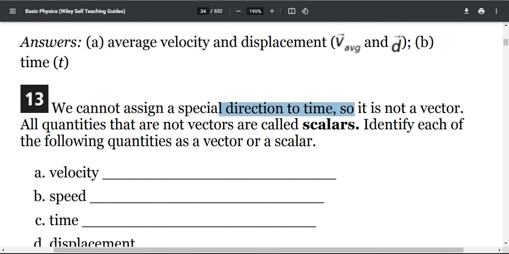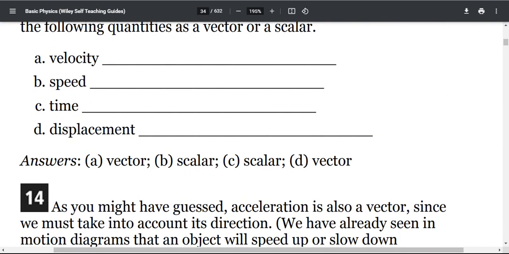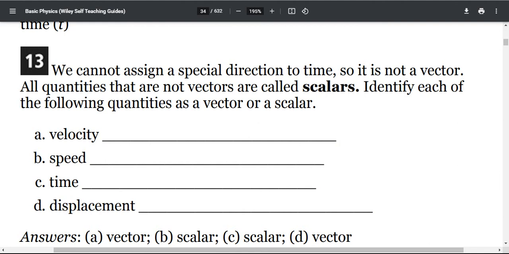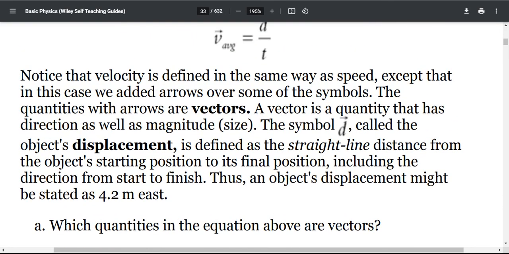This is kind of weird. Tell me, is displacement a vector or a scalar? We saw above that the symbol d with an arrow, called the object's displacement, is defined as the straight-line distance from the object's starting position to its final position, including the direction from start to finish.